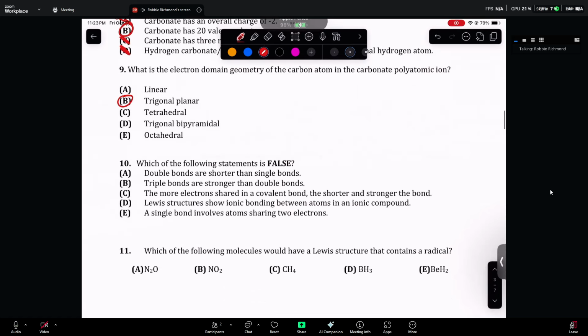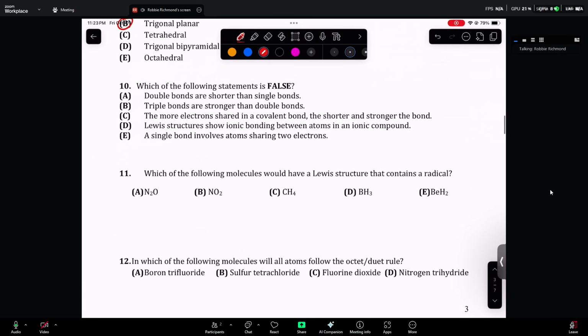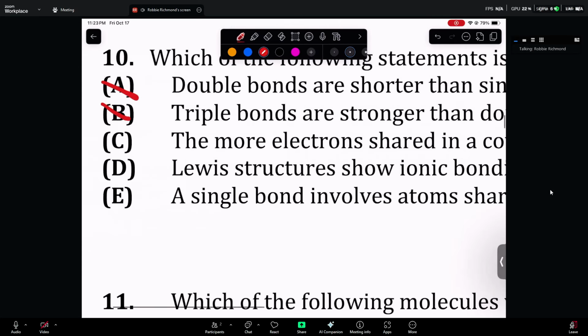Cool. Which of the following statements is false? Double bonds are shorter than single bonds. I think that's true. Triple bonds are stronger than double bonds. We covered that in class. That is true. The more electrons shared in a covalent bond, the shorter and stronger the bond. AKA, if statement B is correct, triple bonds are stronger than double bonds, this should also be true.